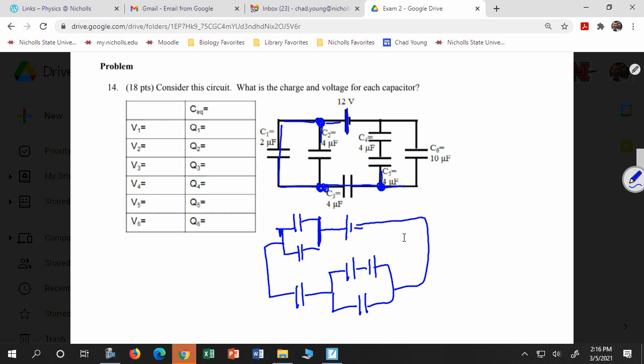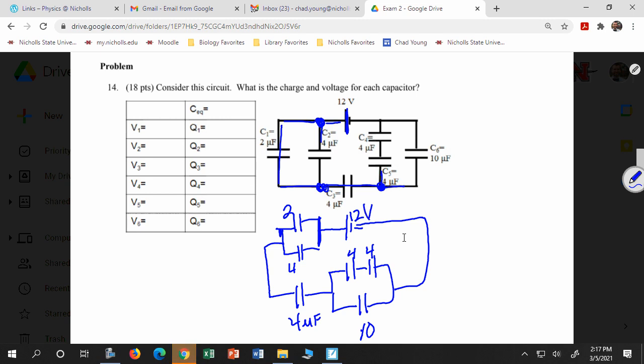And then I go back here. So I have 4, 4, 10. 10 microfarad. And let's see, this was a 4 microfarad. This was 2 and 4. And this was 12 volts. Let me point out here.